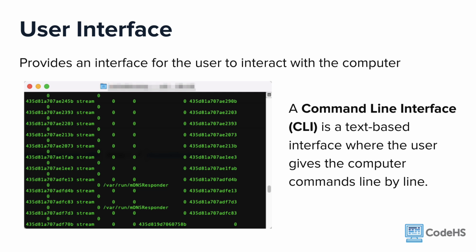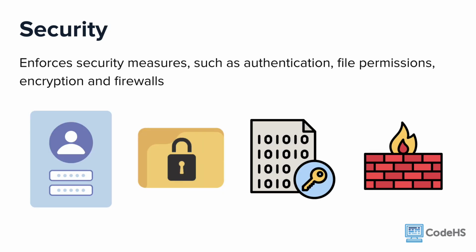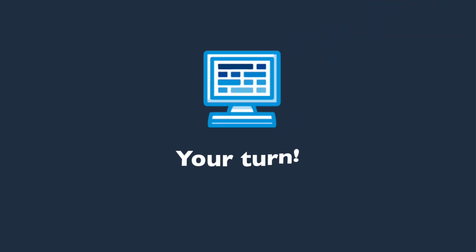Last but not least, operating systems are in charge of security. Operating systems enforce security measures such as authentication, file permissions, encryption, and firewalls. Now that you know the basics of operating systems, you'll explore them further in the next activities.